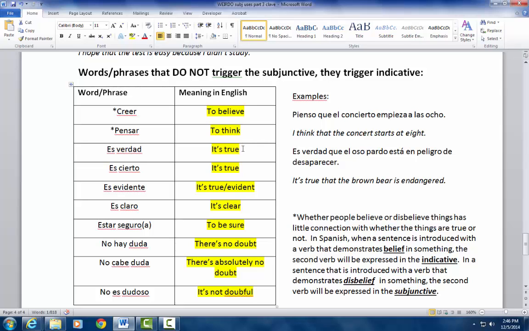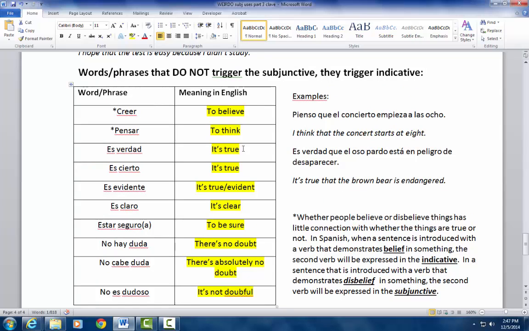Es verdad. It's true. Es cierto. It's true. Es evidente. It's true or it's evident. Es claro. It's clear. Estar seguro. To be sure. No hay duda. There's no doubt. No cabe duda. There's absolutely no doubt. No es dudoso. It's not doubtful. Now let's look at our examples.